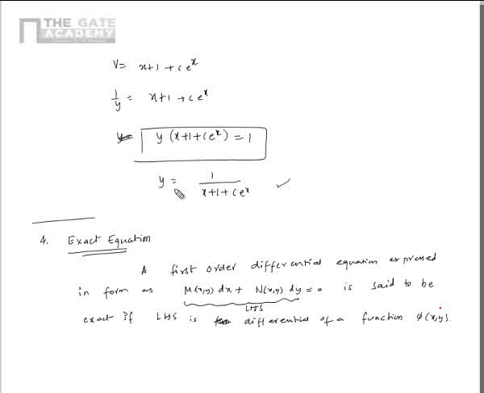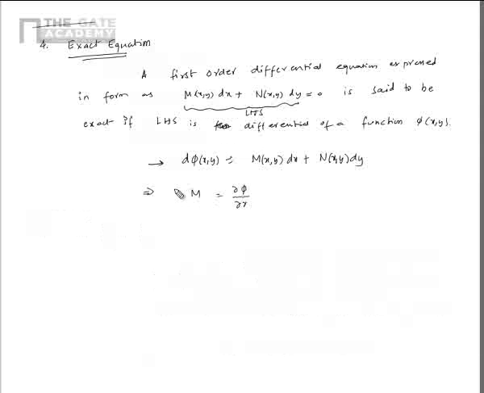Okay, so something like this: d of phi(x, y) will then become M(x, y) dx plus N(x, y) dy. So this is the differential. When you call this LHS exact, you should be able to express M dx plus N dy as a differential of some function. So in this case, M is basically dou phi by dou x keeping y constant. This is what the definition goes, and N is dou phi by dou y keeping x constant.